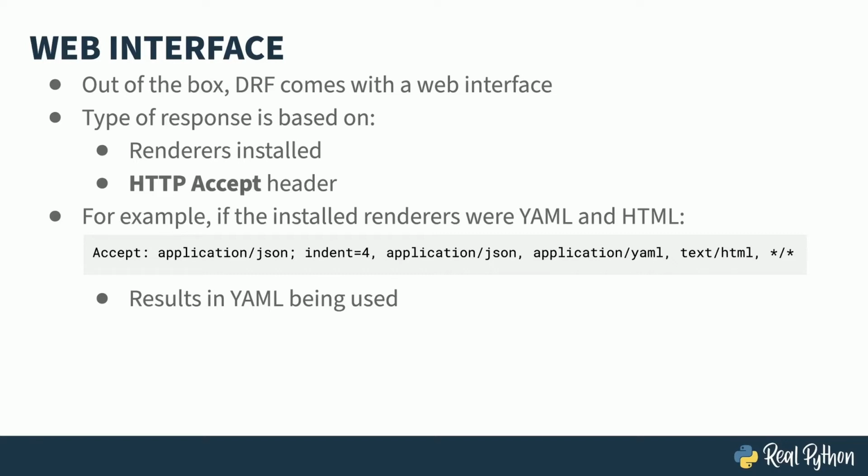matches that accept string. Up until now, when I've been using curl in the demonstration, curl by default accepts star/star, so it hits the first renderer installed, which by default is the JSON renderer.